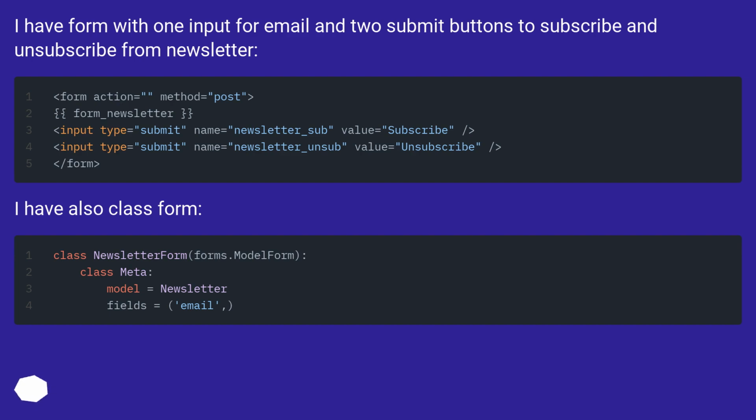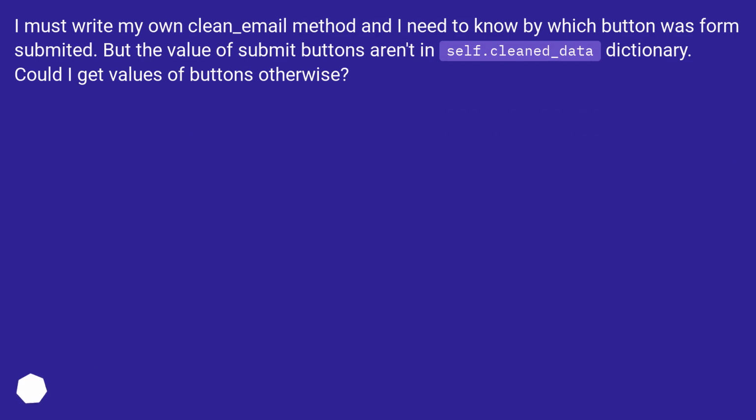I also have a form class. I must write my own clean_email method, and I need to know by which button the form was submitted. But the values of the submit buttons aren't in the self.cleaned_data dictionary. Could I get the values of the buttons otherwise?